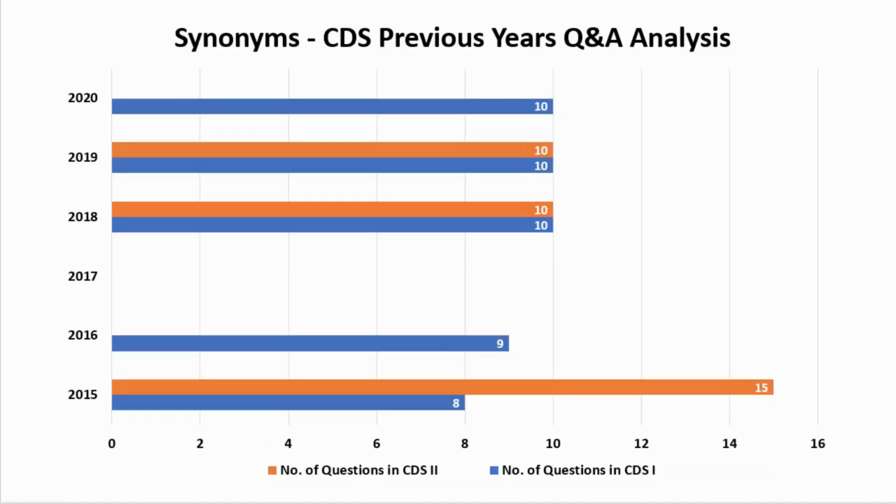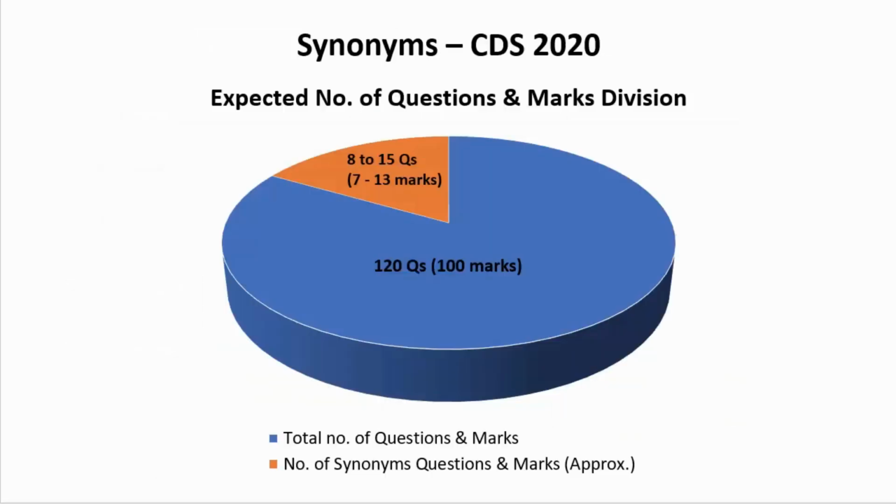Moving on to synonyms, again in 2020 CDS 1 the number of questions that came was 10, right? And it's more or less 10, as you can see, in 2019 and 2018 also. But the least number of questions that came in CDS 1 was in 2015. Only 8 questions came, right? So the number of questions you can expect from synonyms for your upcoming CDS examination for your English paper will vary from 8 to 15 questions, carrying 7 to 13 marks.